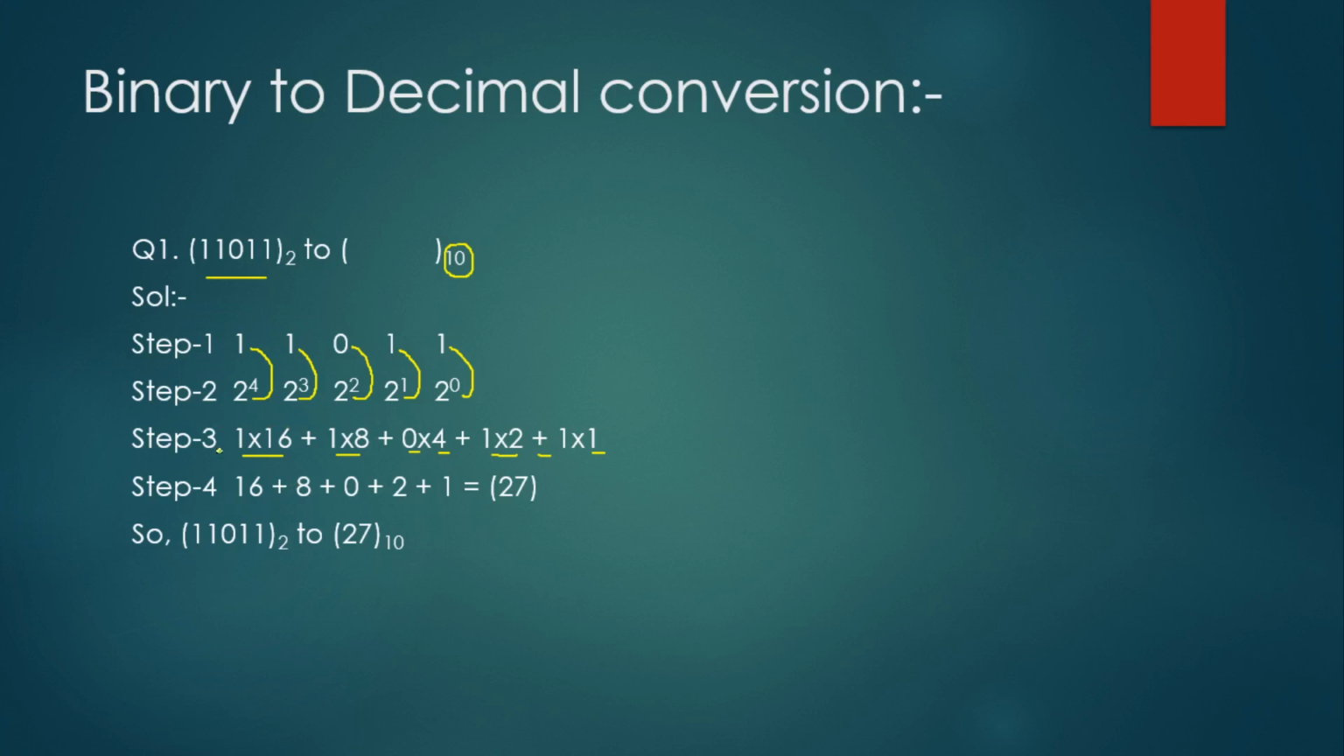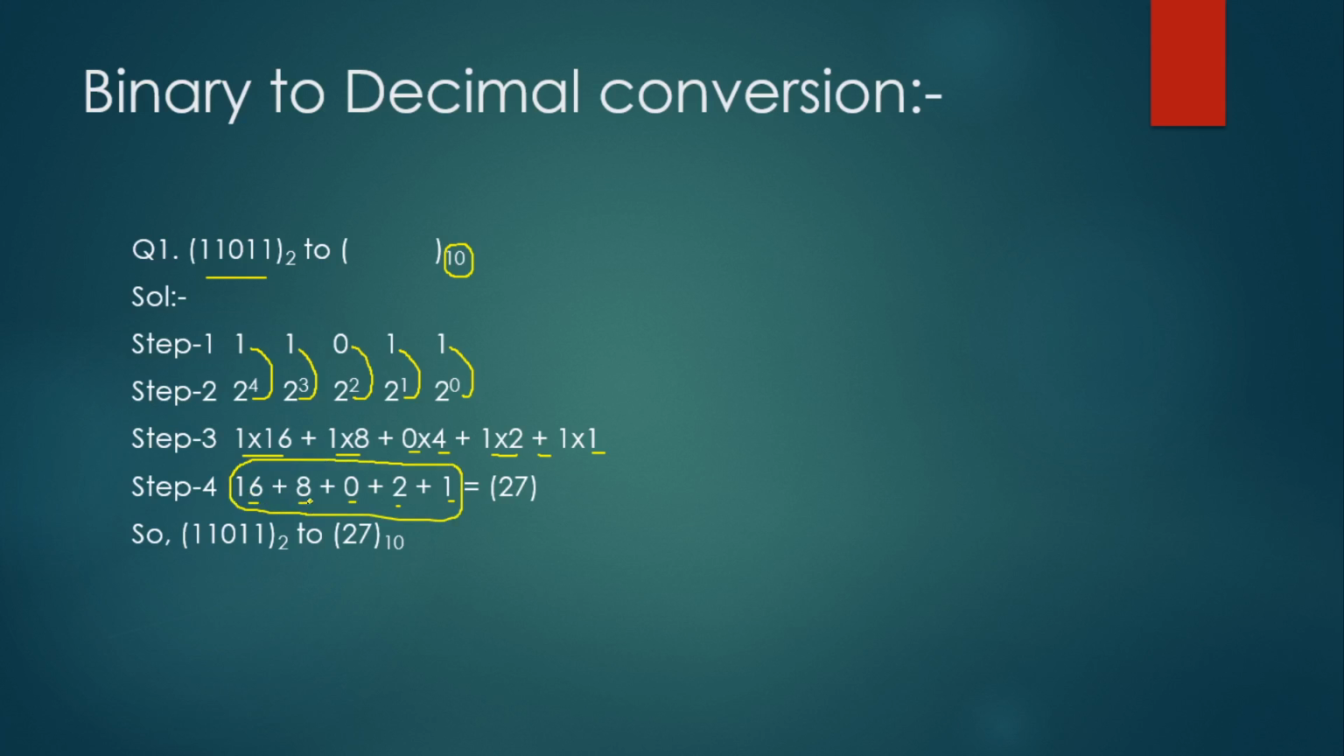Now you have to multiply these numbers, and after multiplication you have to add all the values. So 1 into 16 you will get 16 here, 1 into 8 you will get 8 here, 0 into 4 you will get 0, 1 into 2 you will get 2, and 1 into 1 you will get 1. After calculating these things you have to add all these numbers.